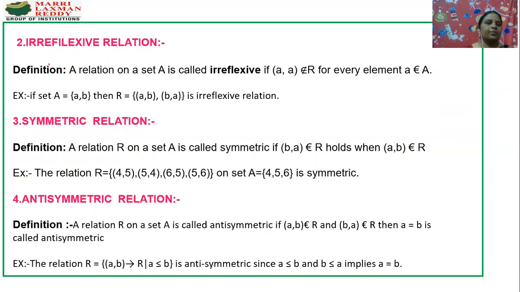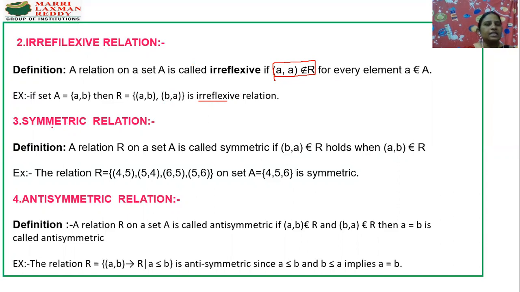Coming to the second type of relation, irreflexive relation. A relation R on a set A is called irreflexive if (a, a) does not belong to R. Whatever else it may be, whether (a, b) or (b, a) is present, it is irreflexive as long as (a, a) does not belong to R. Then it is called an irreflexive relation.